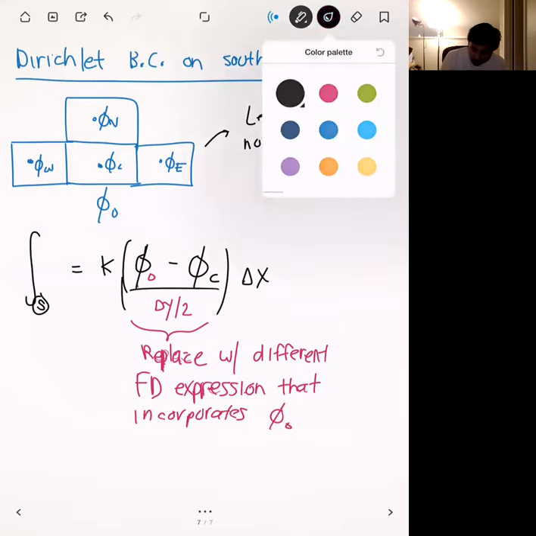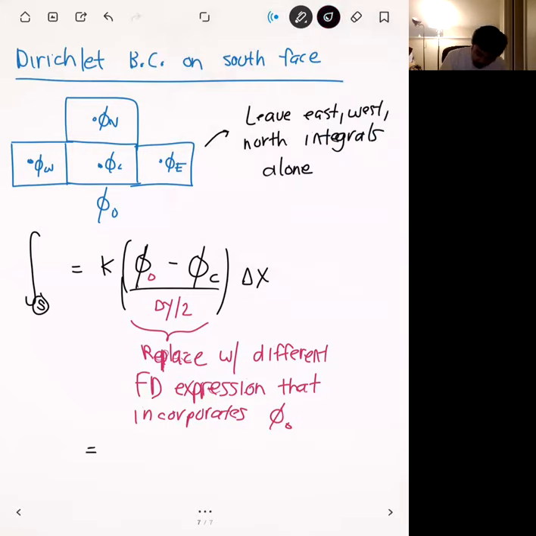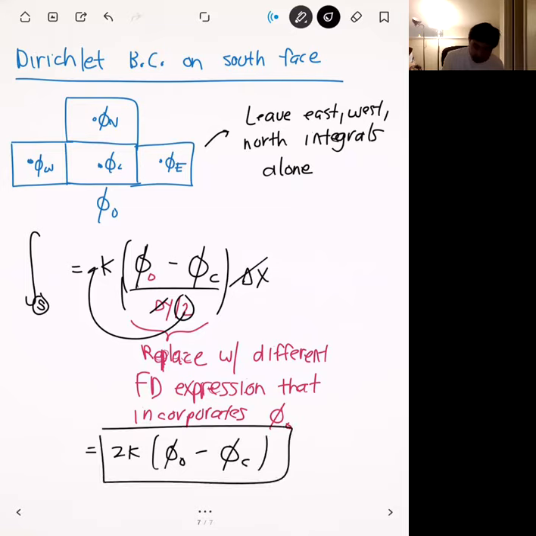After we make that substitution, what we get is 2k. I'm going to bring this 2, and it's going to pop out in front over here. We're going to assume that delta y and delta x are the same. And so you have 2k times (phi naught minus phi sub c). This is the new south integral with the Dirichlet boundary condition incorporated.